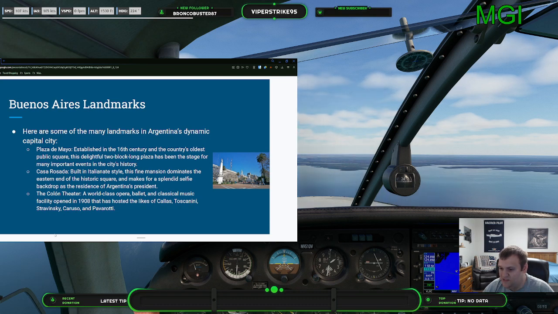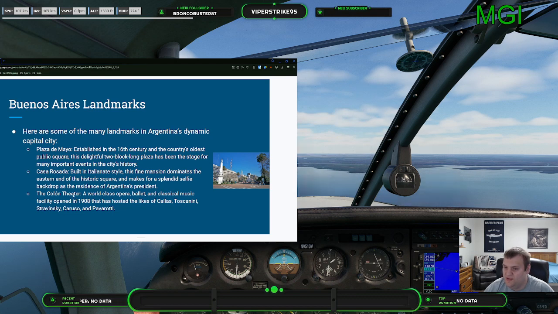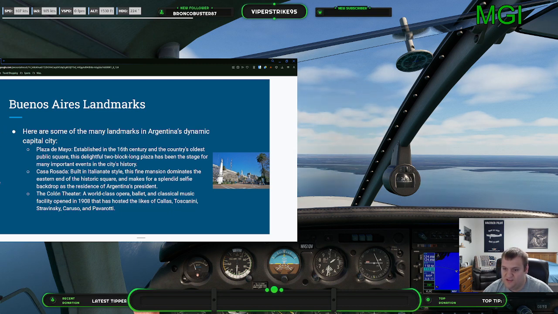And then, of course, you have the Cologne Theater, which was built in 1908. It is a world-class opera and ballet facility that hosted the likes of many famous people like Callas, Toscanini, Stravinsky, Caruso, and Pavarotti. There are also a lot of other great facilities in the area as well. But there's tons of really cool city landmarks as well.